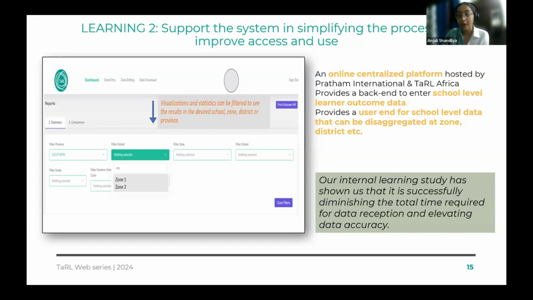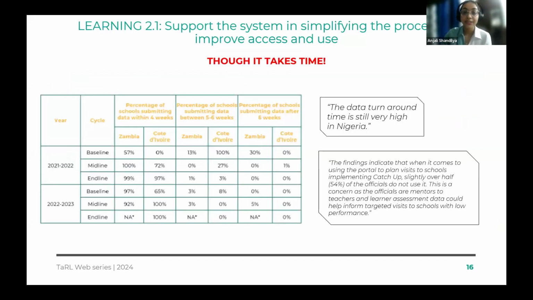The portal provides backend support to enter the data at the school level, and provides a user's end summary for the school level data that can be disaggregated by zone, district, and all the other levels. This is to make sure that more time is spent on utilizing the data as opposed to collecting. It definitely has improved our total turnaround time and elevated the data accuracy. However, simplifying the process takes time.